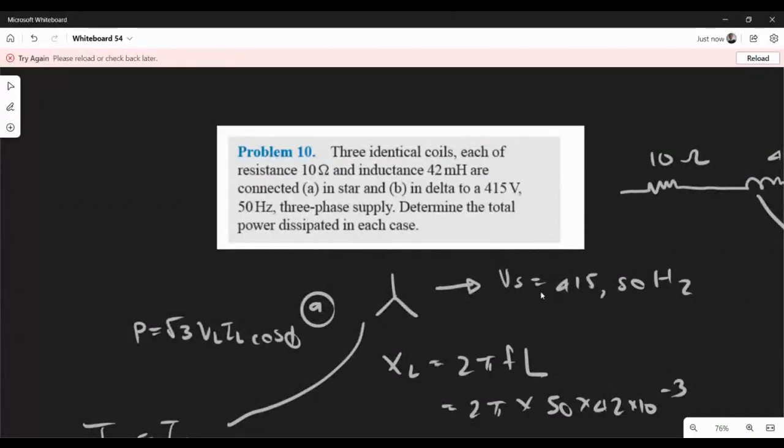Okay, cool. Fantastic. Thank you. So guys, do part B. Just now it's connected in Delta. So same procedure and connected in Delta.